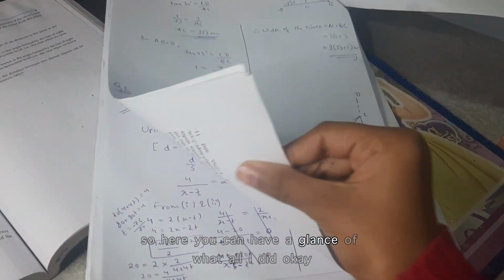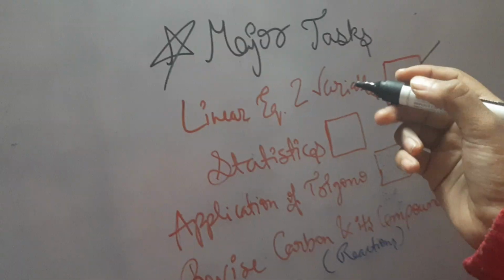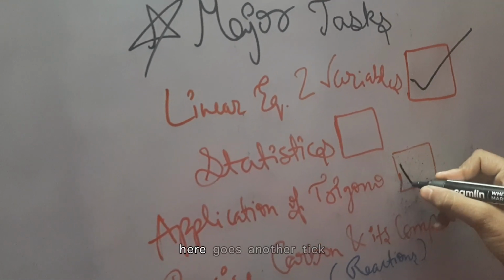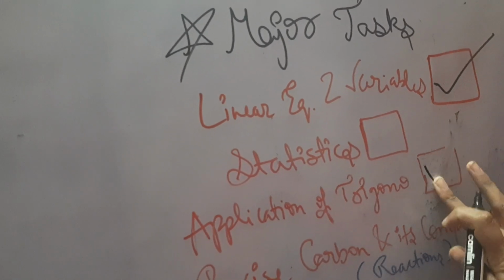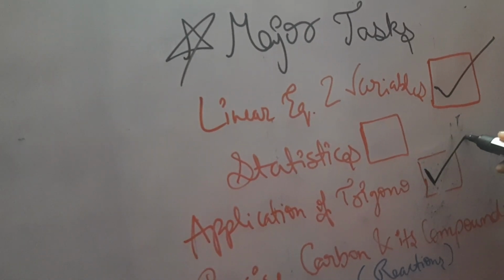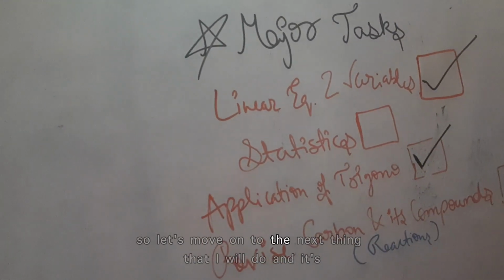So here you can have a glance of what all I did. Okay, aapko lag raha hoga kitna kam hai, but haan theek hai, itne mein revision ho gaya. And here goes another tick. I don't know ye itna ugly tick kyun kiya maine, but haan theek hai. So uske baad maine usko erase kiya and fir se ek aur tick mara. So let's move on to the next thing that I will do.